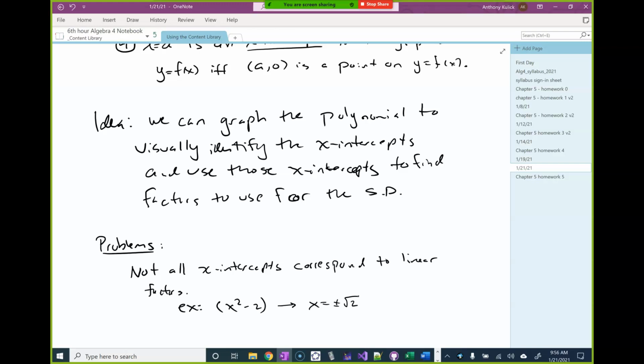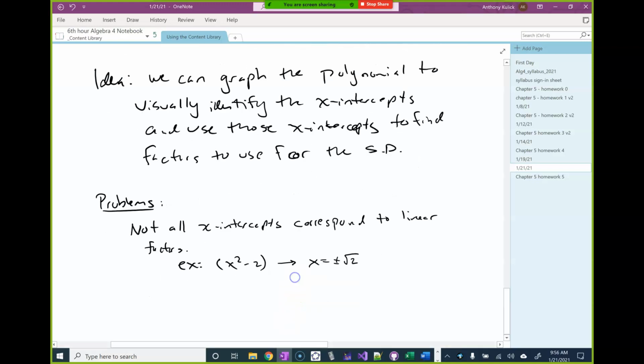Another issue: some factors give the same x-intercept. So for example, we had the polynomial x plus 2 times x plus 2. That's going to give us the x-intercept negative 2 twice. Are we going to be able to identify that from looking at the graph right away?